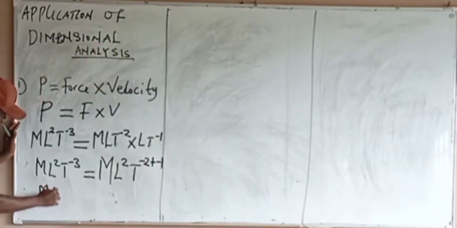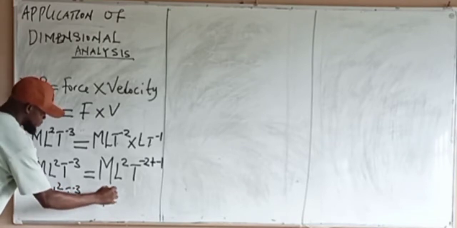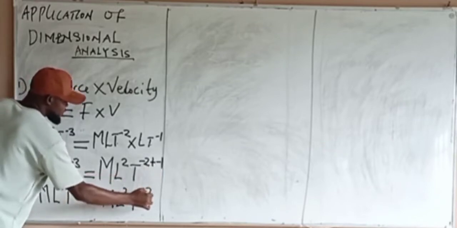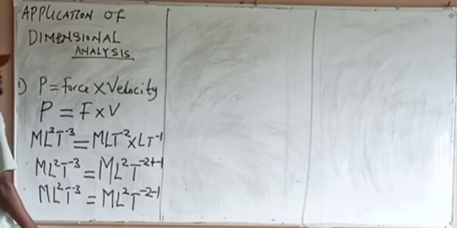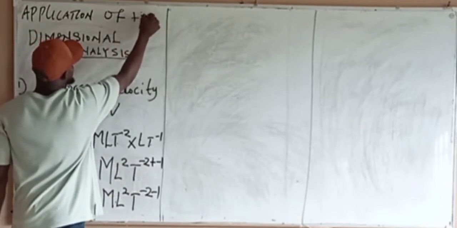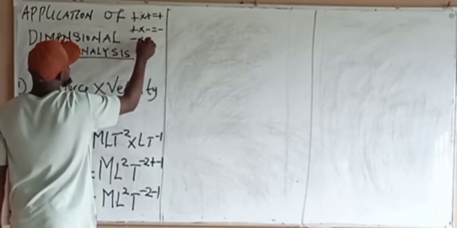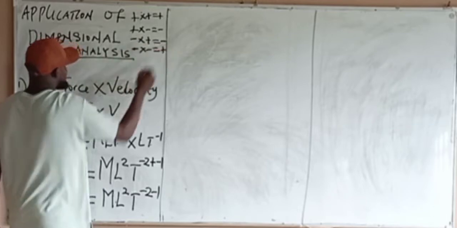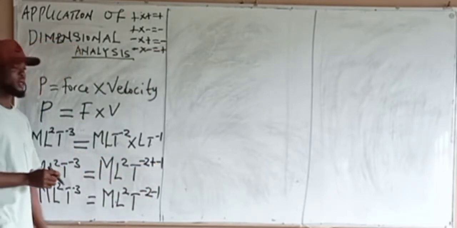M L squared T to the power minus 3 is equal to M L squared T to the power plus... times minus will give us minus 1. Plus times minus will give us minus. Think of that. Plus times plus equals plus. Plus times minus equals minus. Minus times plus equals minus. Minus times minus equals plus. Think of those things, very important. So this plus minus will give us minus.